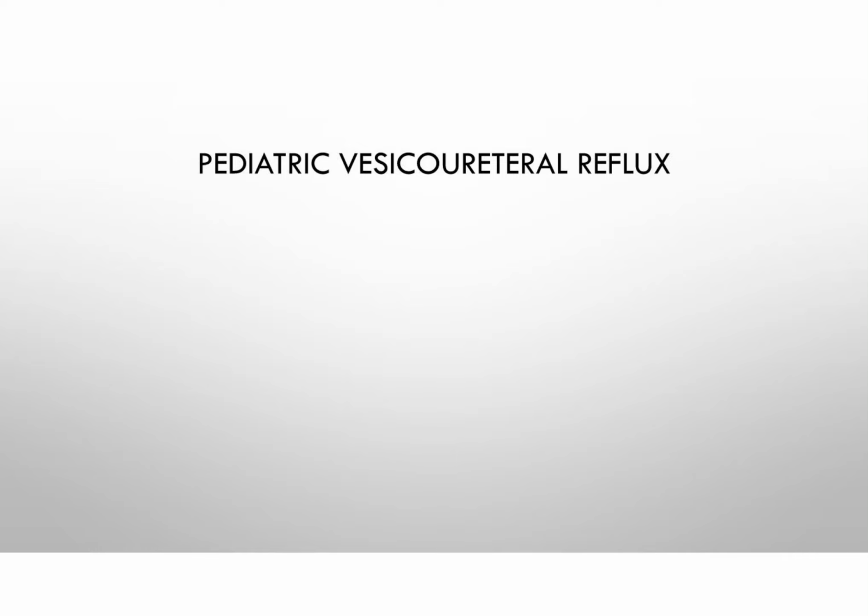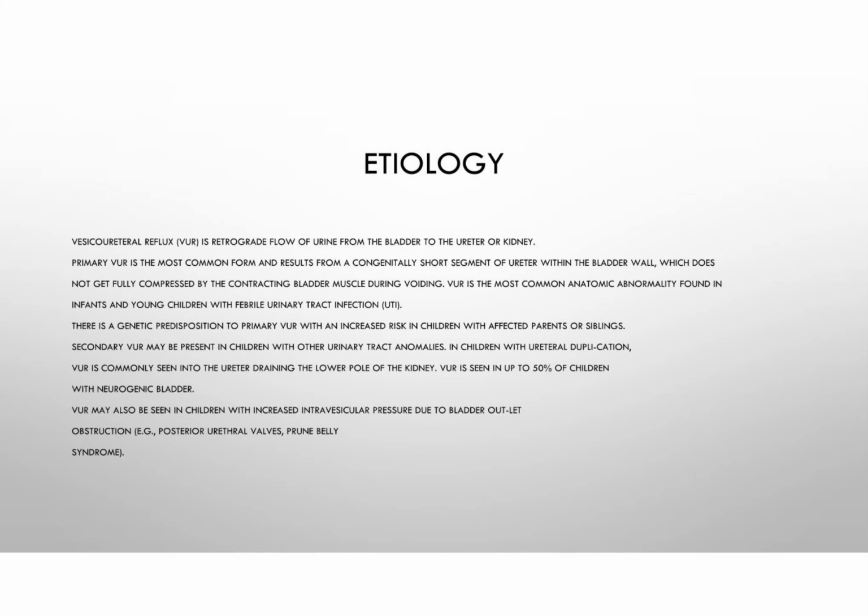Vesicoureteral reflux, etiology and epidemiology. Vesicoureteral reflux, VUR, is retrograde flow of urine from the bladder to the ureter or kidney. Primary VUR is the most common form and results from a congenitally short segment of ureter within the bladder wall, which does not get fully compressed by the contracting bladder muscle during voiding.